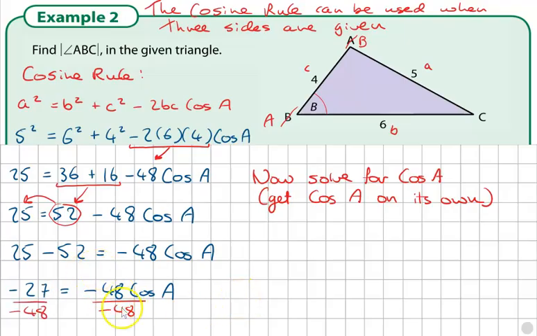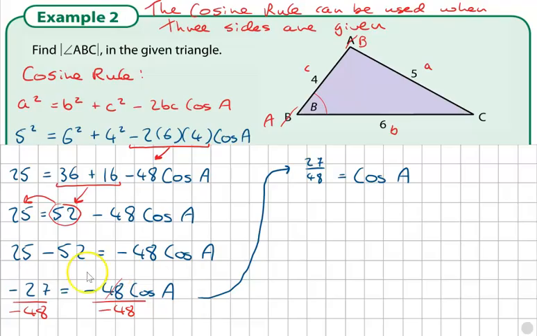So minus 48 divided by minus 48 is 1 because anything divided by itself is 1. So you just end up with cos A on its own. Essentially you could say they cancel each other out. And then minus 27 divided by minus 48 is positive 27 over 48 because a minus divided by minus is a plus. So we have 27 over 48 equals cos A. And I'm just going to flip them around the opposite way. So we've got cos A is equal to 27 over 48.